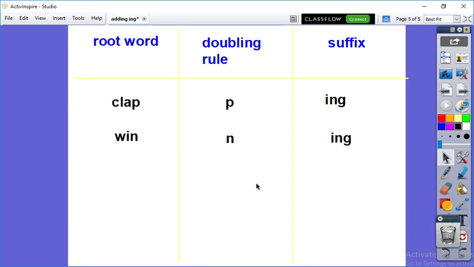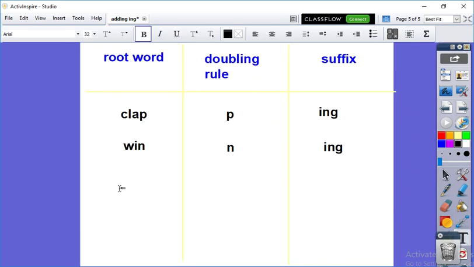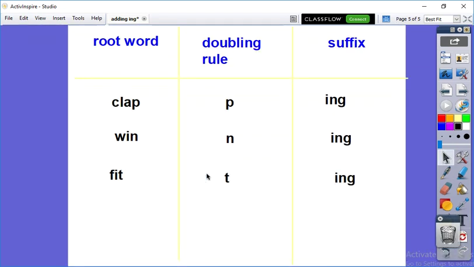I'm going to do one of the Group A words, and I'm going to do the word fitting. So we'll start with the root word, which is fit. Our doubling letter is T because it's the last one here, and our suffix is ing. There we go. Okay, so our doubling rule again. To keep this vowel making the I sound, we add another T before we add ing, fitting.